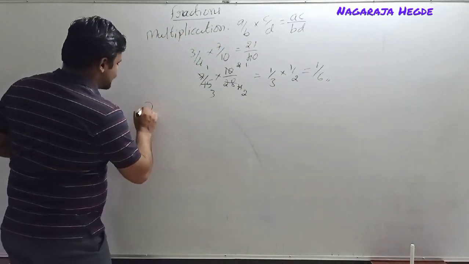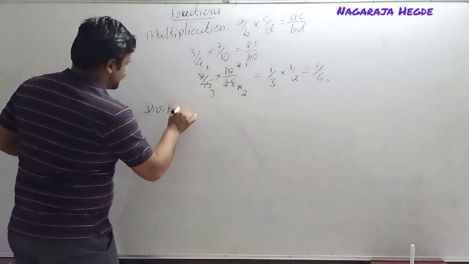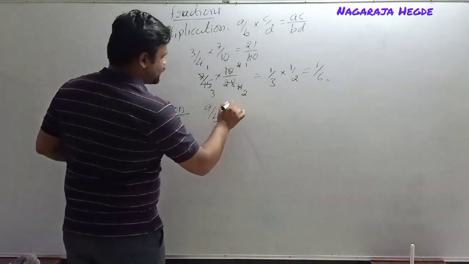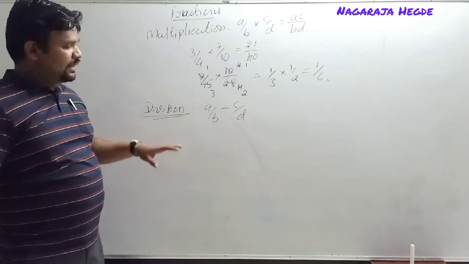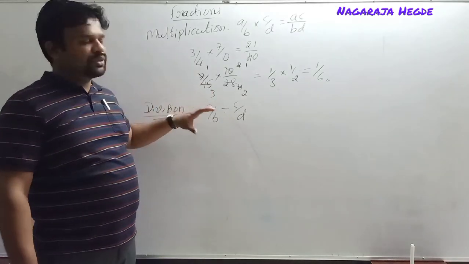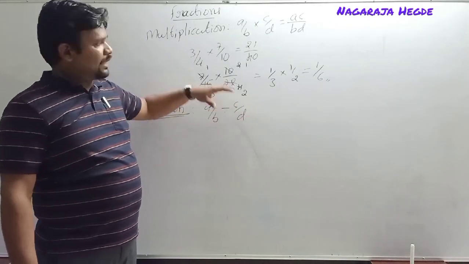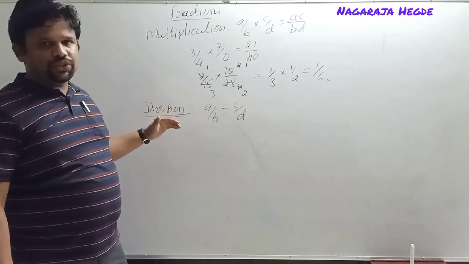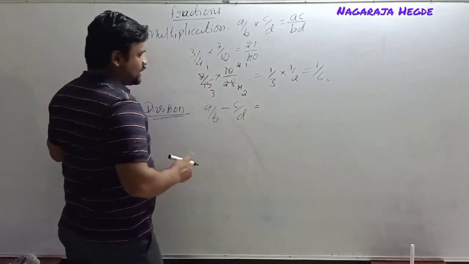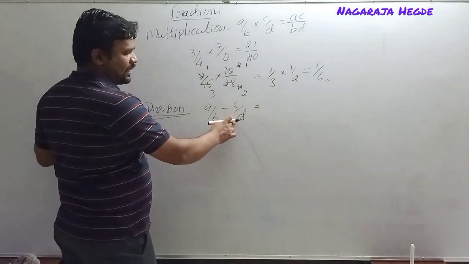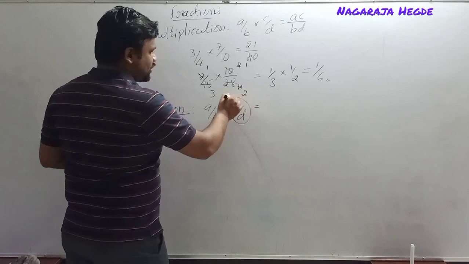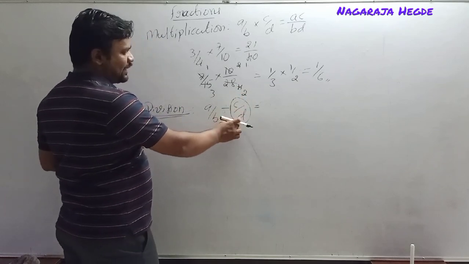Next concept, division of fractions. How to divide two fractions, a by b divided by c by d. This is a very important concept, because many times we are using these concepts, especially multiplication and division. We are going to use them in higher level problems to simplify. Okay, so remember this: a by b divided by c by d can be converted to multiplication by taking the reciprocal of the denominator. Actually, c by d is the denominator.